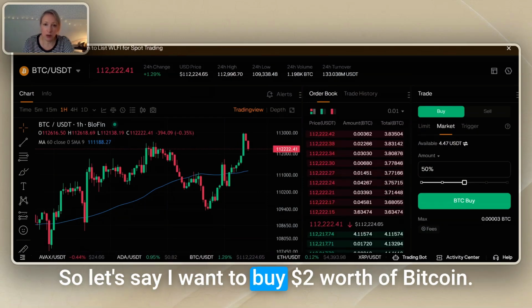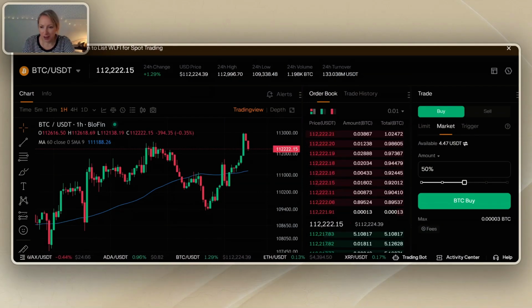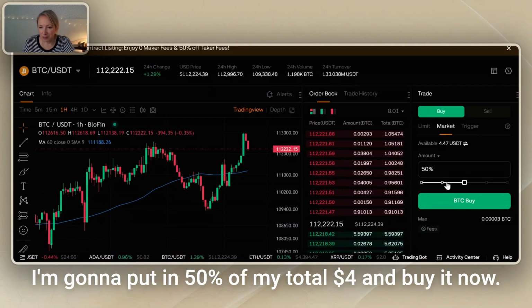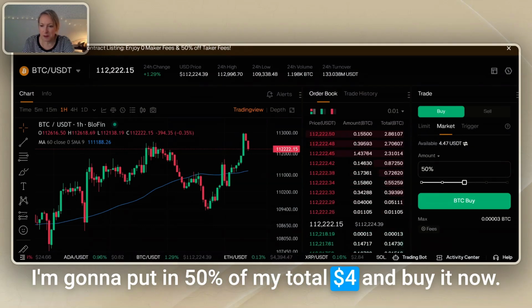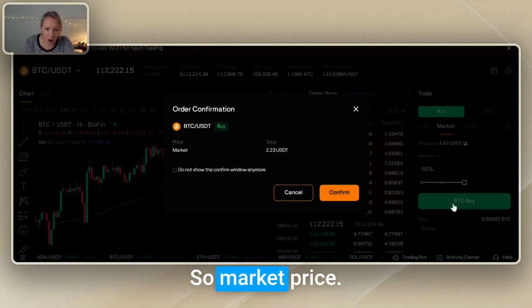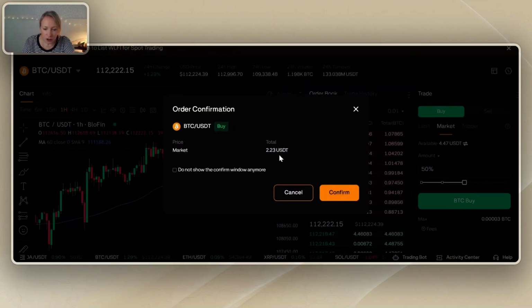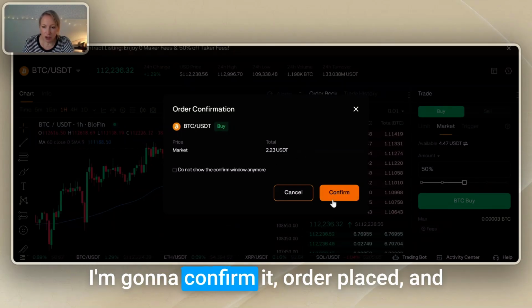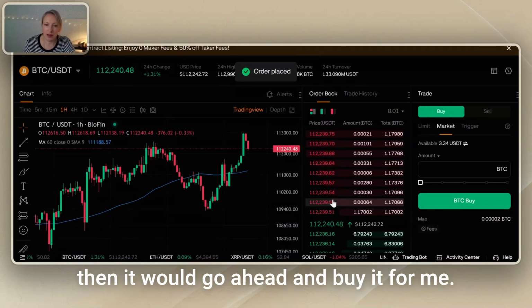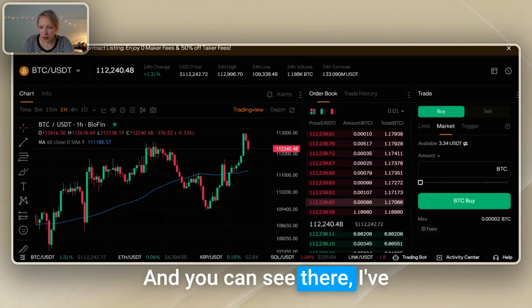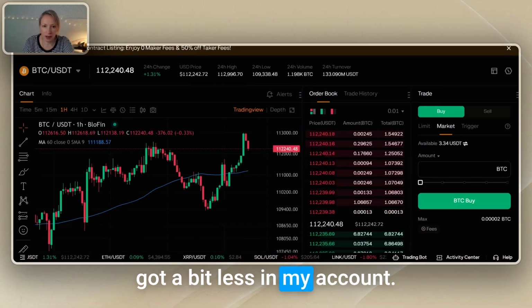So let's say I want to buy $2 worth of Bitcoin. I'm going to put in 50% of my total, $4, and buy it now. So market price, I'm going to spend $2. I'm going to confirm it, order placed, and then it would go ahead and buy it for me. And that's done. And you can see that I've got a bit less in my account.